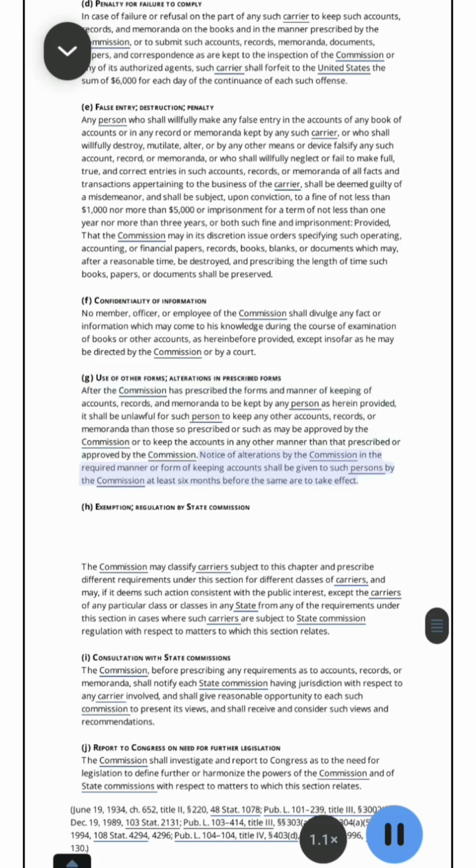Notice of alterations by the Commission in the required manner or form of keeping accounts shall be given to such persons by the Commission at least 6 months before the same are to take effect.